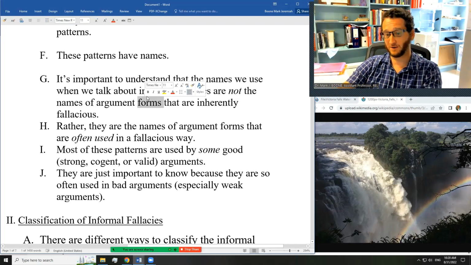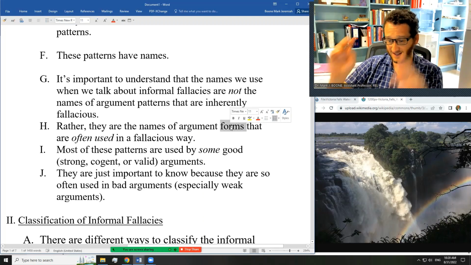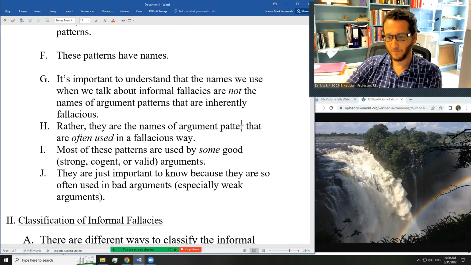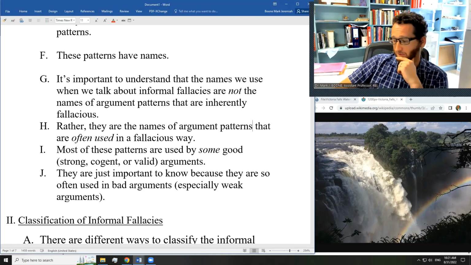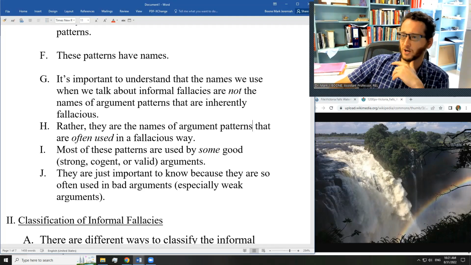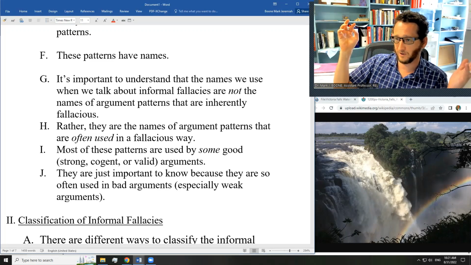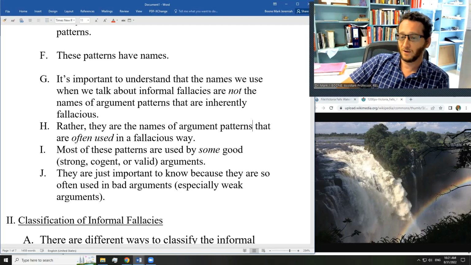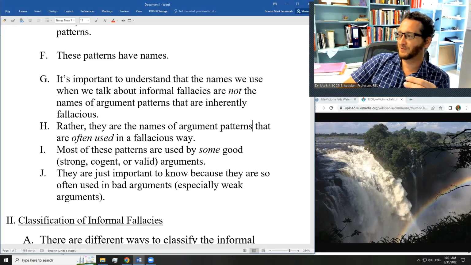They are the names of argument patterns that are often used in a fallacious way. And I think if you want to get technical, the best way of using the word fallacy or informal fallacy would be to refer to specific arguments. This argument is an informal fallacy. That argument is an informal fallacy. Those three arguments over there, or those three arguments in that book over there, or those three arguments in the news article you read that was written by some goofball who'd never taken a decent logic class. Those three arguments were fallacious. And maybe not even use these names to refer to groups, to categories of arguments, but it's close enough.